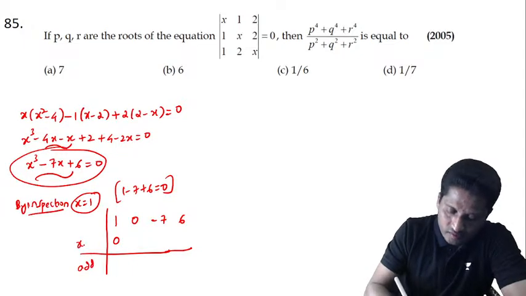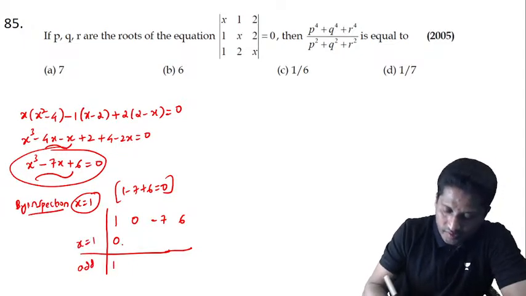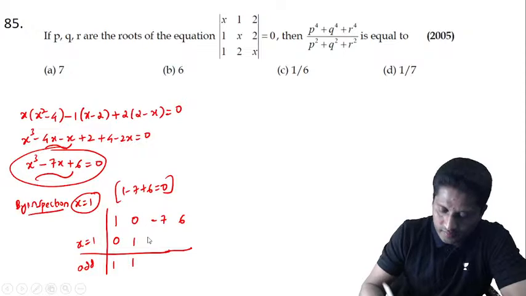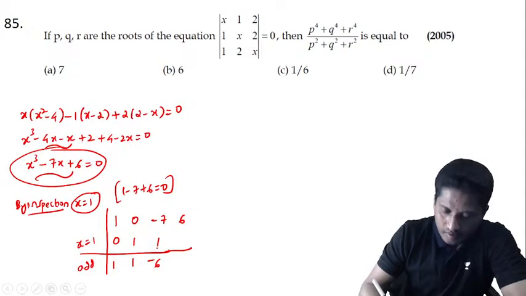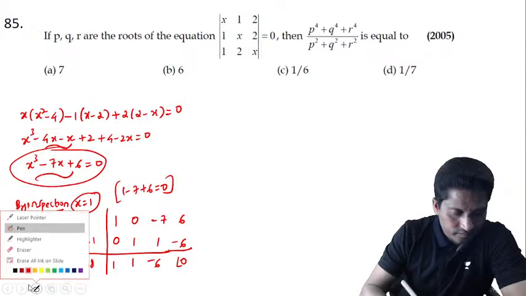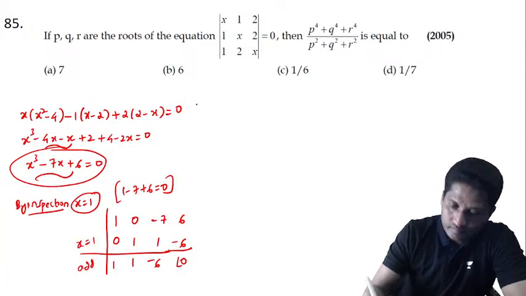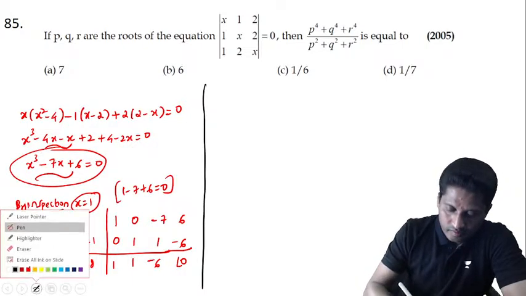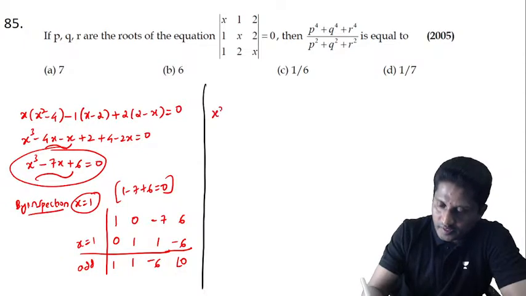x is equal to 1 is the root. 1 plus 0 is 1. 1 into 1 is 1. Add, you get minus 6. And then minus 6 plus 6 is 0. So this becomes x square plus x minus 6 is equal to 0.